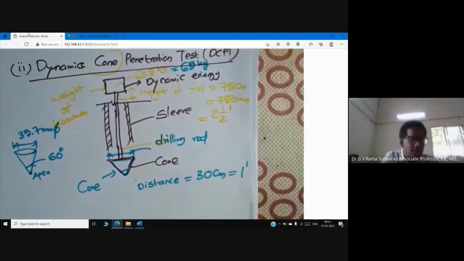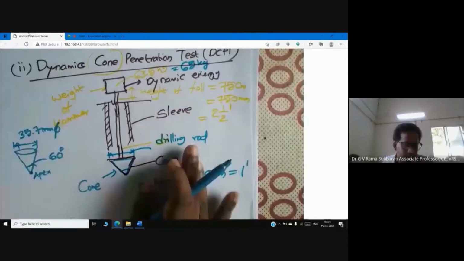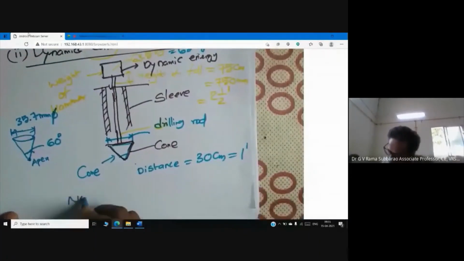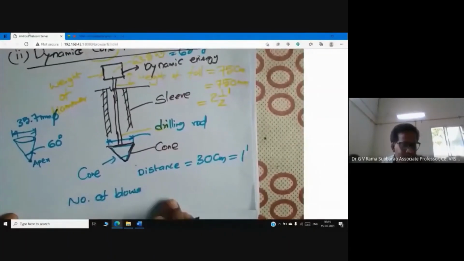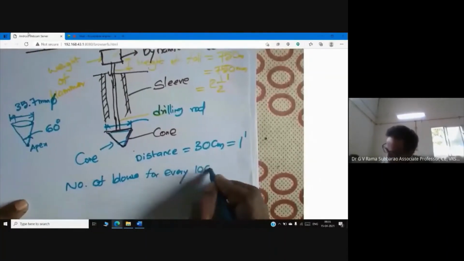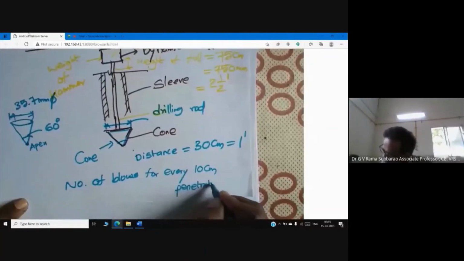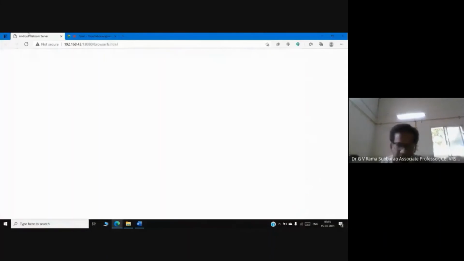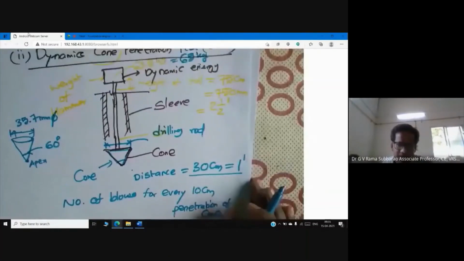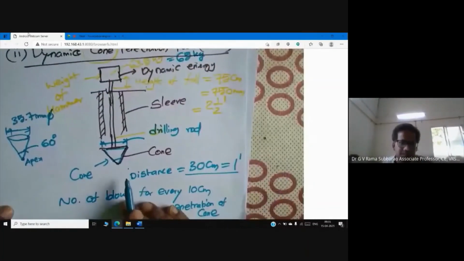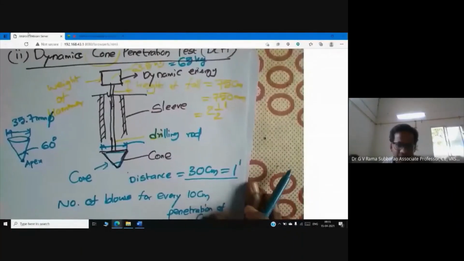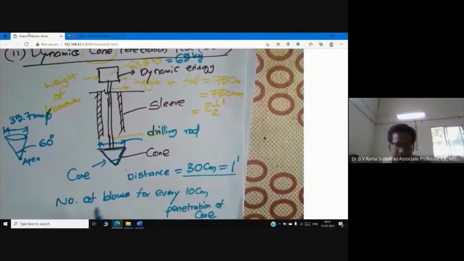Now in the DCP, what we are doing here is counting the number of blows for every 10 centimeter penetration of the cone, so for a total distance of 30 centimeter. Maybe you can recollect our days of SPT, where we drove the split spoon sampler to a distance of 45 centimeter, whereas in dynamic cone penetration it is a distance of 30 centimeter. So we are measuring the number of blows taken for every 10 centimeter penetration.